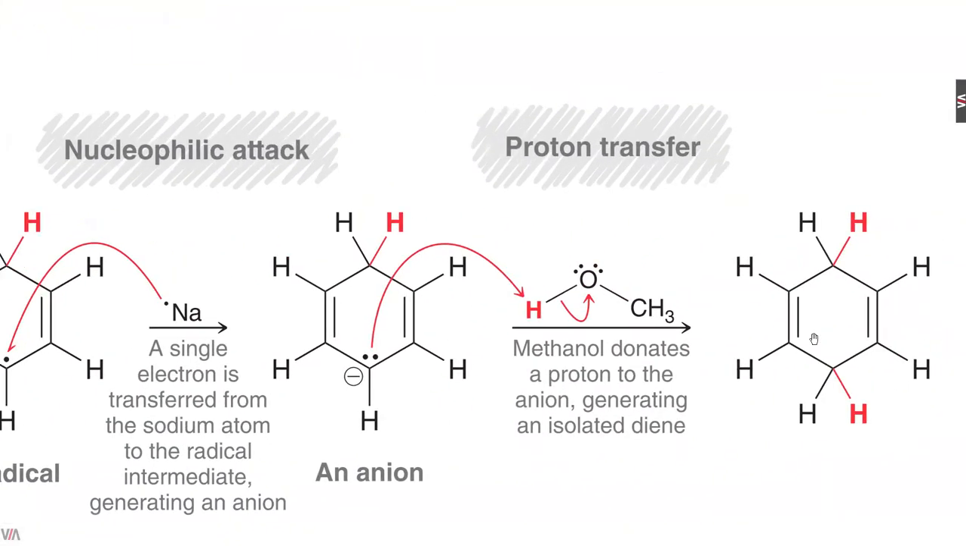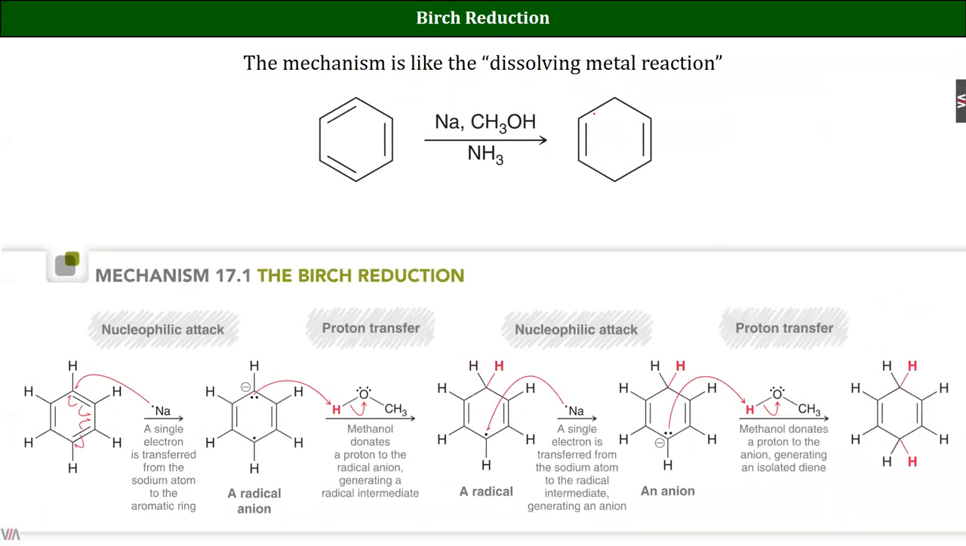And then your final result is you wind up with two sp3 carbons on opposite sides of the ring from each other.